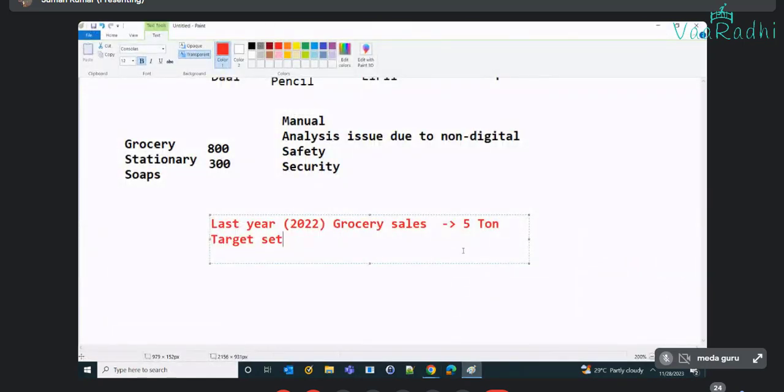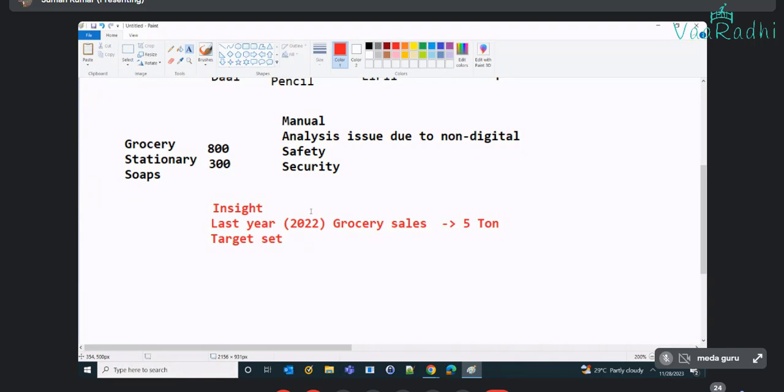So what was the insight that I got from the other use case that we discussed initially today? Last year's grocery sales is 5 ton. That was the insight I got. After that insight, what improvement did I make in the business, guys? What is the improvement I made?